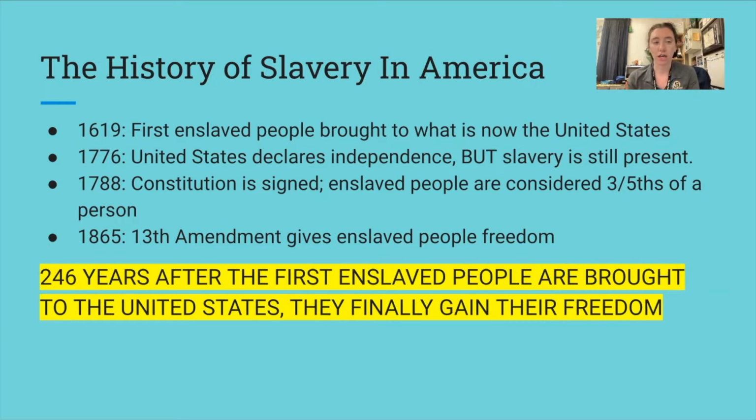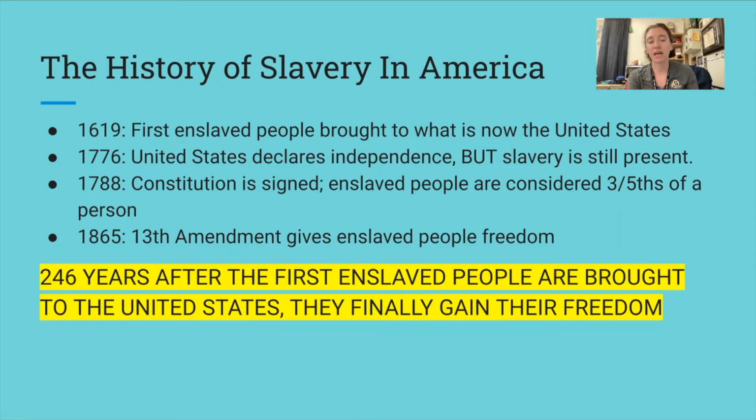So we're first starting in 1619, when the first enslaved people are kidnapped and brought against their will to what is now the United States, okay? They're taken from their homes and put on these slave ships, which we'll talk about in a minute, and taken to what is now the United States. In 1776, we see the United States declaring independence from Great Britain, but slavery and enslaved people are still not free at this point. Okay, slavery is still present.